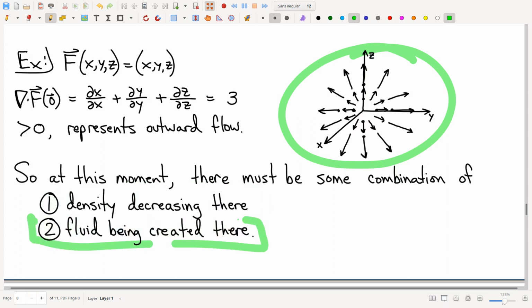Now here is a completely different physical metaphor for this. It could instead mean that this is a fluid source. Light bulb, easiest example. It could be a light bulb right there at the origin, and light bulbs create fluid. They create photons. Photons come shooting out of them and go every which way. So that would also create this picture.